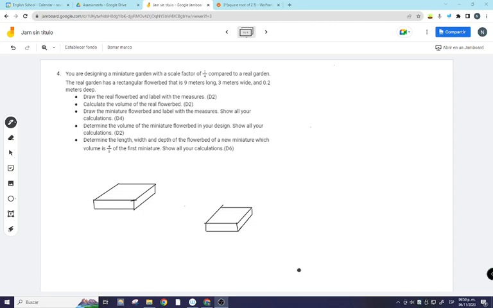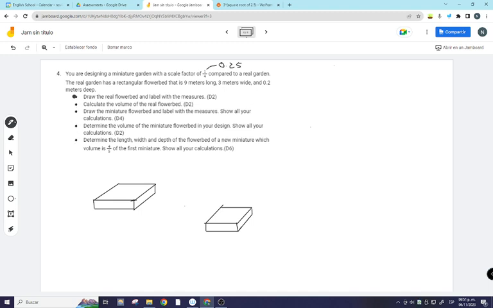Okay, so we are going to solve this problem. It says that you are designing a miniature garden with a scale factor of 1/4 or 0.25 compared to a real garden. The real garden has a rectangular flower bed, and remember, a flower bed is like box shaped where you put the soil of the garden, so it's basically a rectangular prism, which is 9 meters long, 3 meters wide, and 0.2 meters deep.